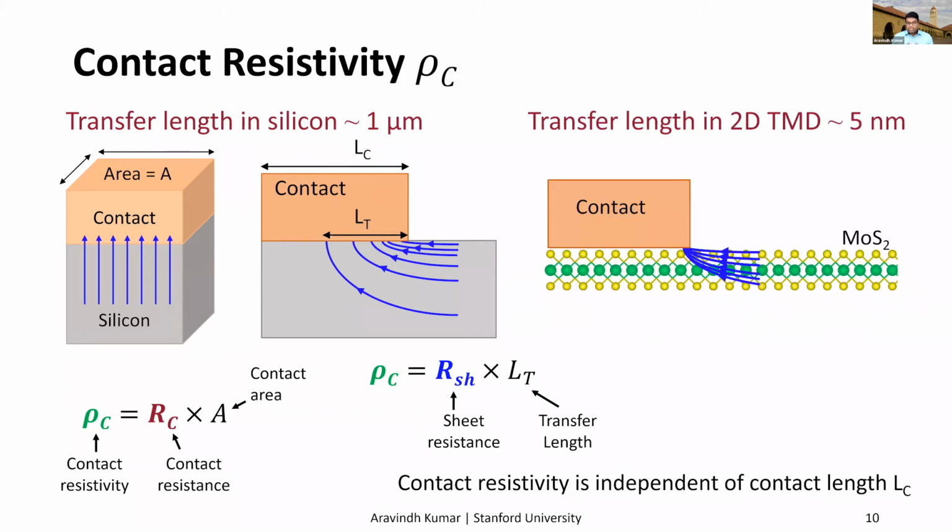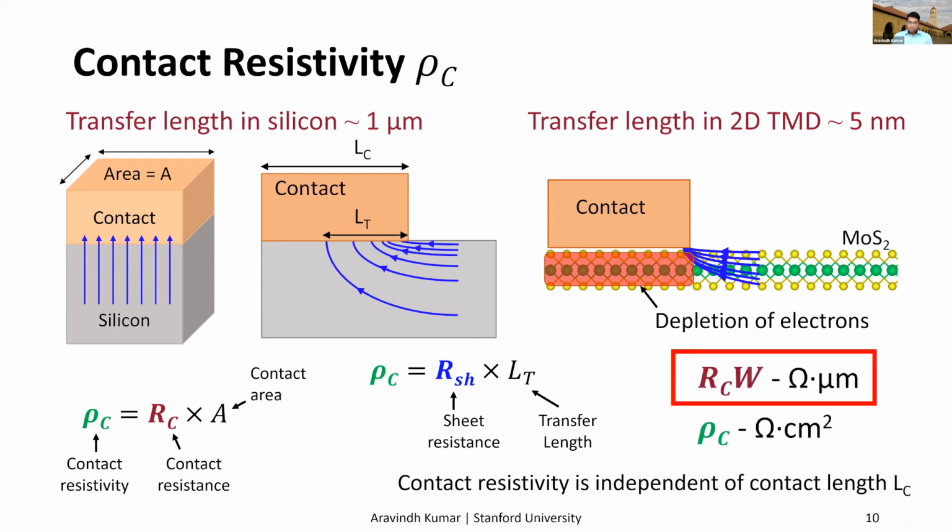But in TMDs, especially monolayer TMDs, the transfer length has been estimated to be less than 5 nanometers, which means that most of the current enters the contact at the inner edge. And this is because of depletion of electrons under the contact and due to the very ultra-thin nature of these TMDs. So for the rest of this talk, I will be talking about contact resistance, which has units of ohm micrometer or ohm micron.